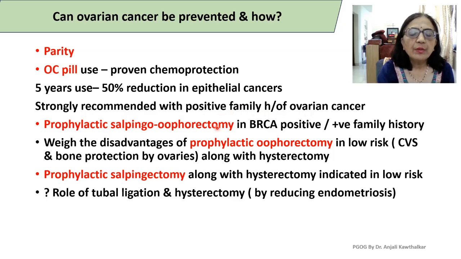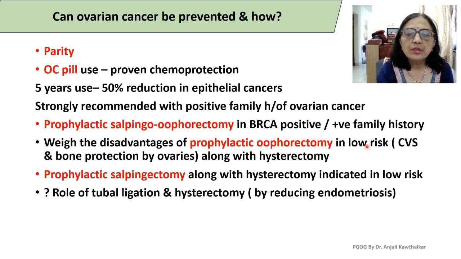Prophylactic salpingo-oophorectomy, especially in BRCA gene mutation positive women, or women with a positive family history of either breast or ovarian cancers, or cancers under the umbrella of Lynch syndrome, will prevent development of ovarian cancer.